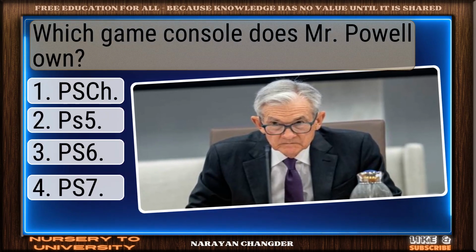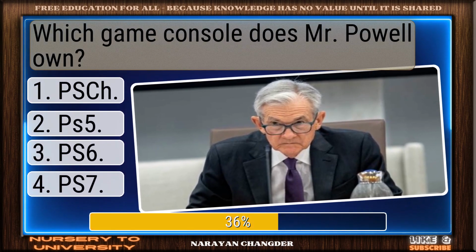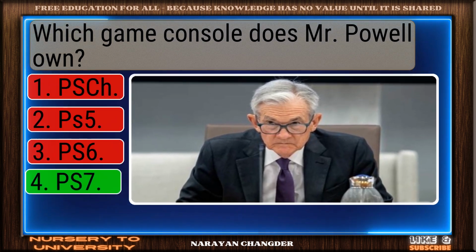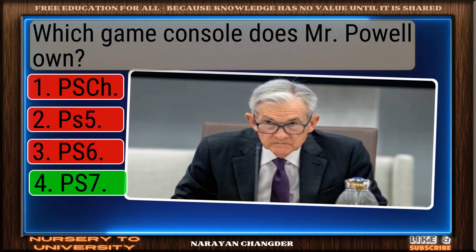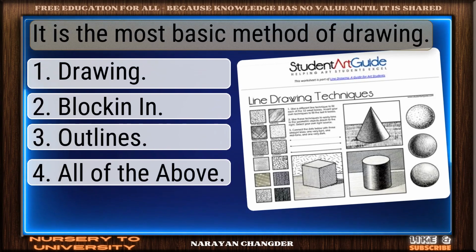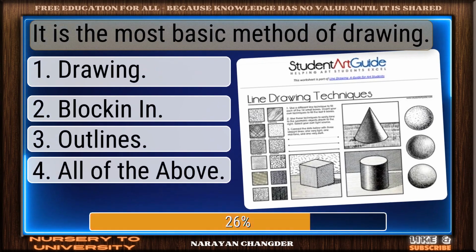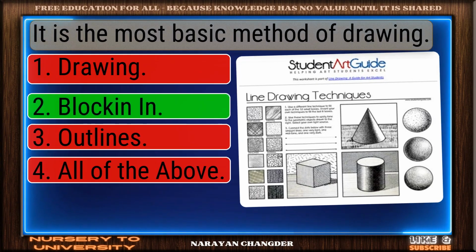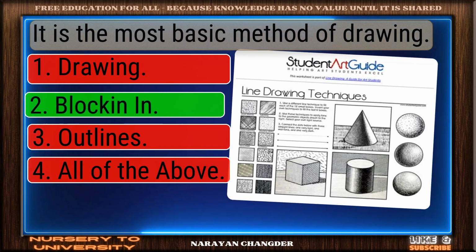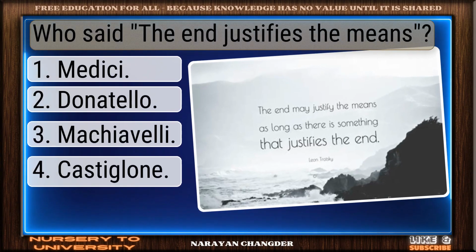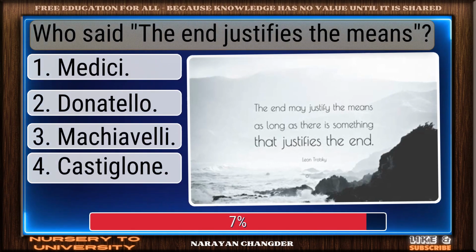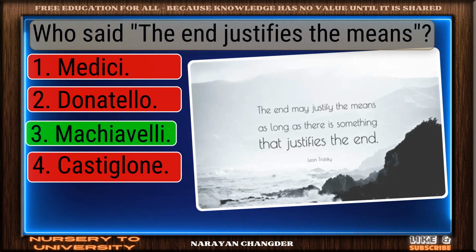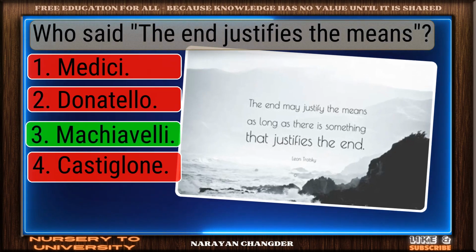Which game console does Mr. Powell own? Nice selection. PS7 is the correct and valid answer. It is the most basic method of drawing. You chose blocking in. And it is correct. Who said, "The end justifies the means"? Sharp thinking. Machiavelli is the right choice.